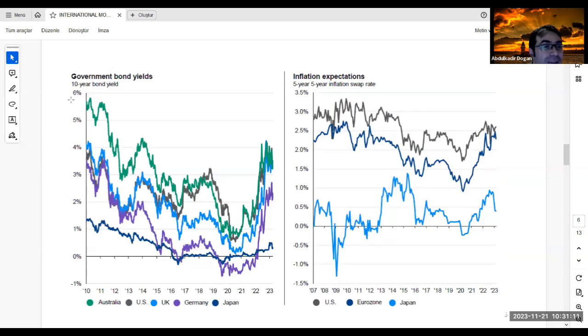And here I have the government bond yields, because our main topic today is fixed income. When we speak about government bond yields, we are speaking about fixed income securities. What does this mean? Fixed income means whatever happens in the market, this government will pay this money to you.